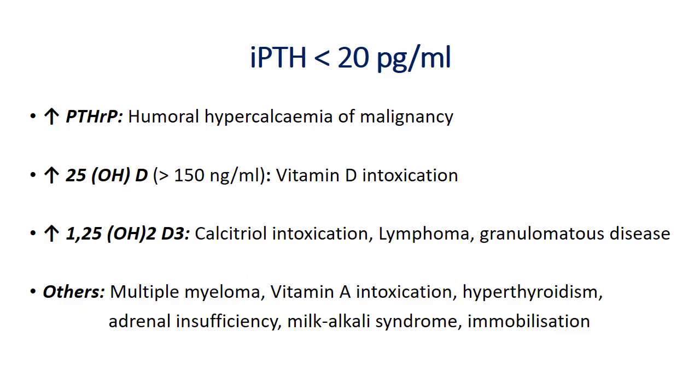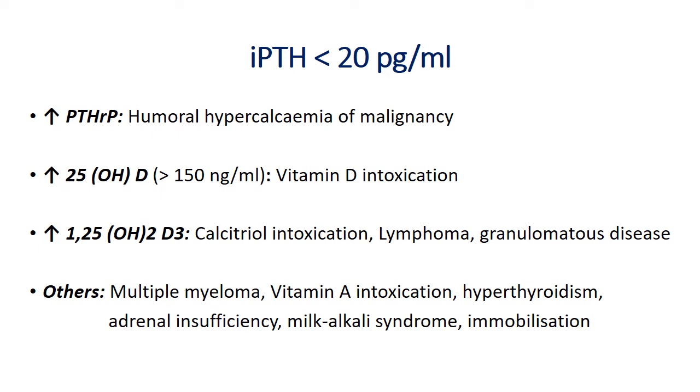Now what if the PTH is low? We were talking in the earlier two slides about PTH dependent hypercalcemia. It could be outright elevation of PTH, a mild elevation of PTH or high normal PTH. Now what if the PTH was on the lower side, less than 20 picograms per ml?